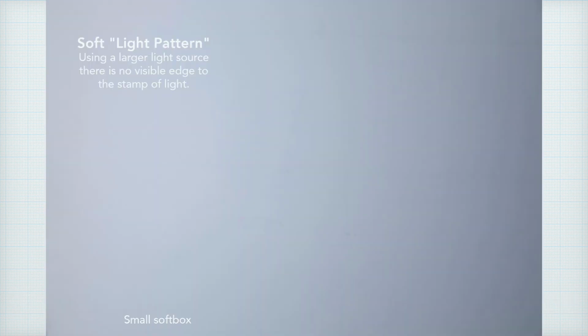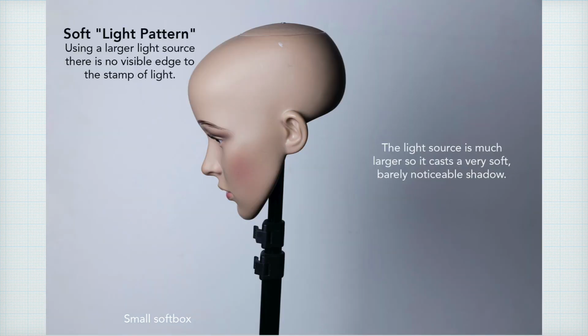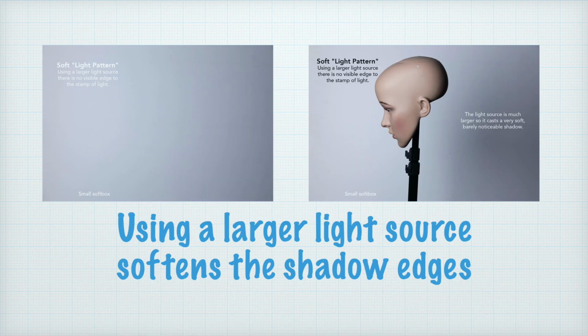This is the light pattern from a small softbox placed at the same position as the spotlight. There is no visible edge to the stamp of light. When our subject is placed in the light, it hardly casts any shadow at all, as the larger light source illuminates the subject from more angles. We say that the light wraps around the subject, but we know that light travels in straight lines and doesn't actually wrap around the subject. It just looks like it does from the wider source.